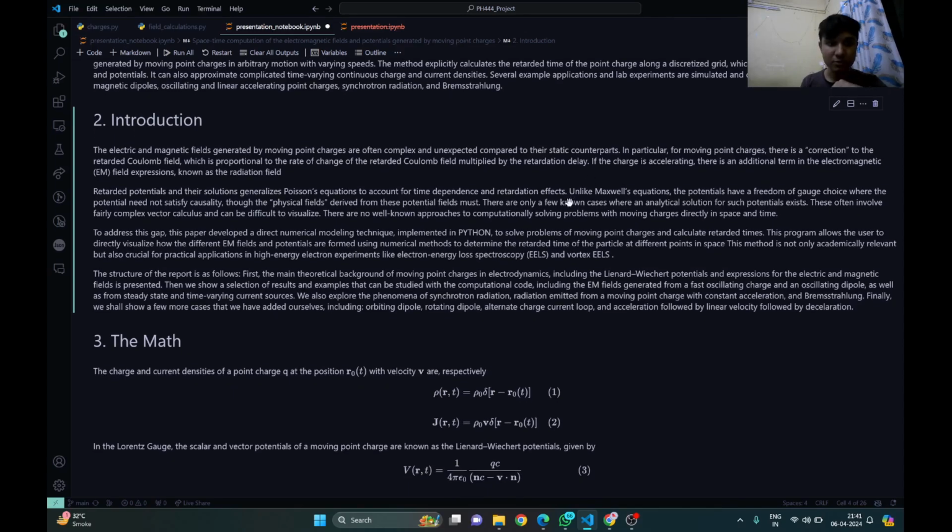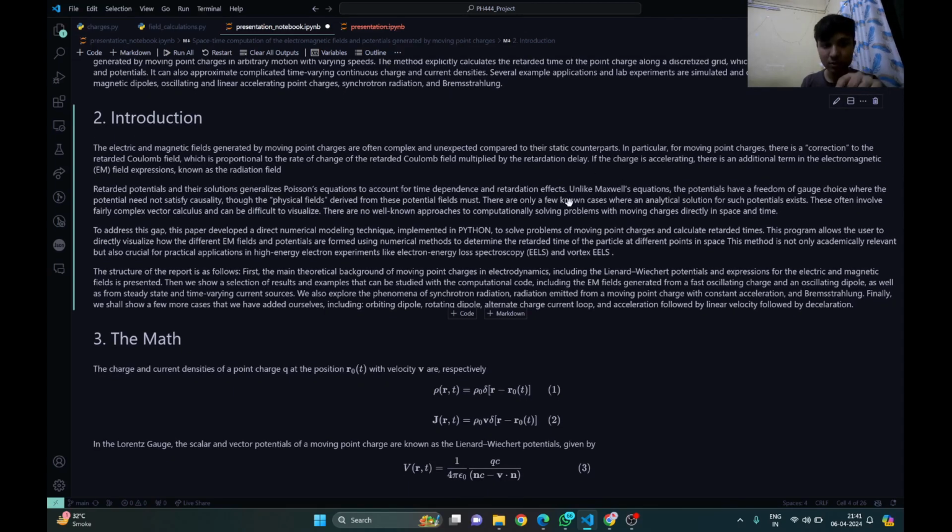Retarded potentials and these solutions generalize Poisson's equations to account for time dependence and retardation effects. And unlike the case of Maxwell's equations, these potentials have a freedom of gauge choice where the potential need not satisfy causality. However, the physical fields that we derive from these potential fields must satisfy causality. There are only a very few known cases where an analytical solution for such potentials exists, and these often involve fairly complex vector calculus and hence can be very difficult to visualize. There are no well-known approaches to computationally solving problems with moving charges directly in space and time.